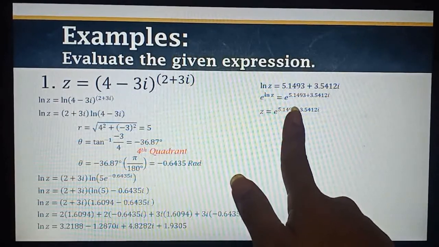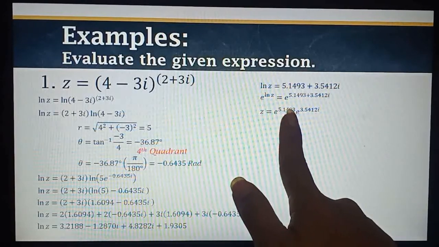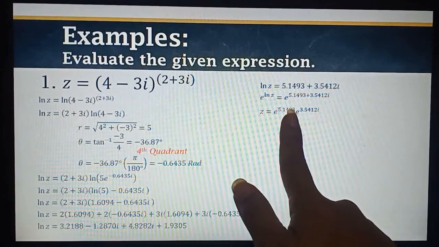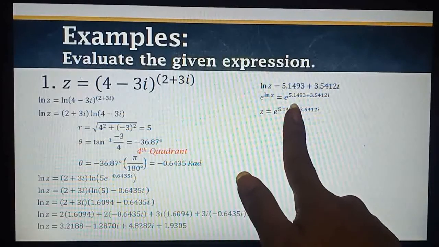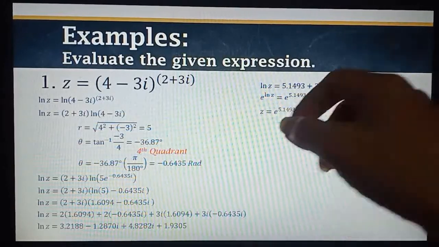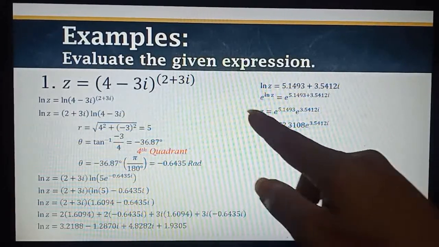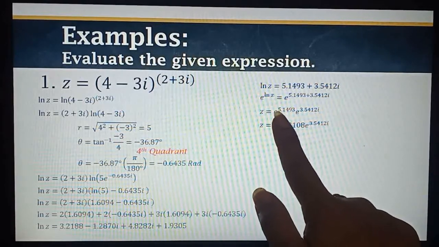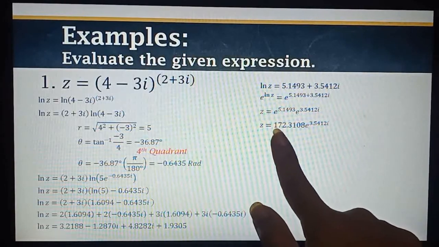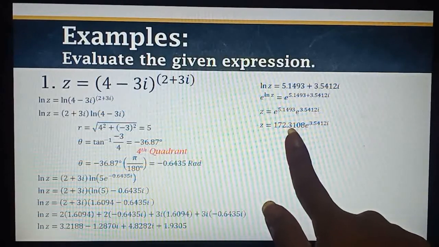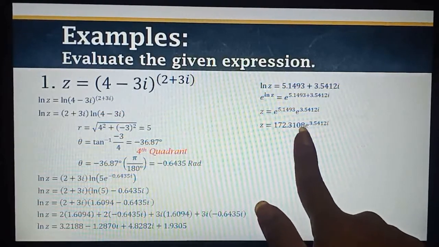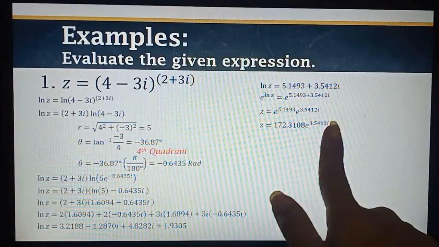Bakit hindi magiging theta si 5.1493? Kasi wala naman siyang kasamang I. So this is considered to be a real number, or the R of the equation. So e raised to 5.1493 is equivalent to 172.3108 multiplied to e raised to 3.5412i.